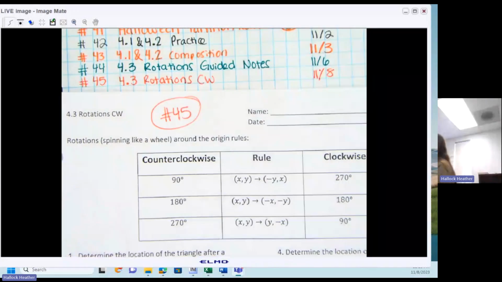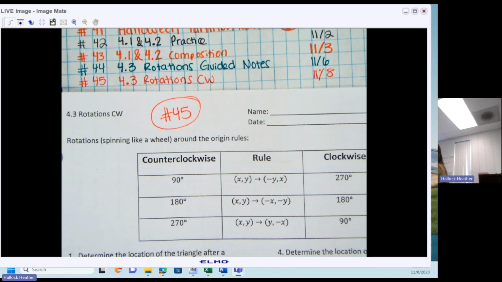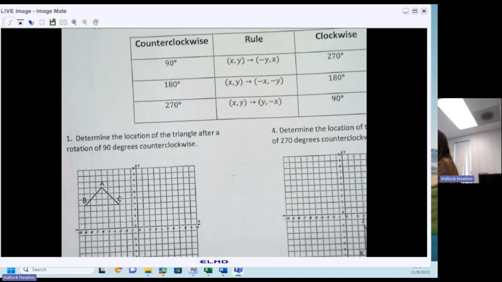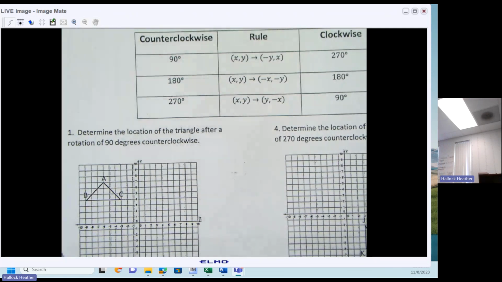We're going to do number 1 together to kind of get you going. For number 1, it says determine the location of the triangle after a rotation of 90 degrees counterclockwise. Some of you have good eyes and you can see where it's going to be at. If you can do that without actually showing the work, I'm fine with that. Most of you cannot do that, which is fine.